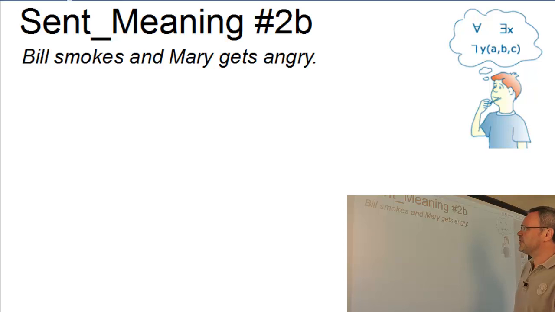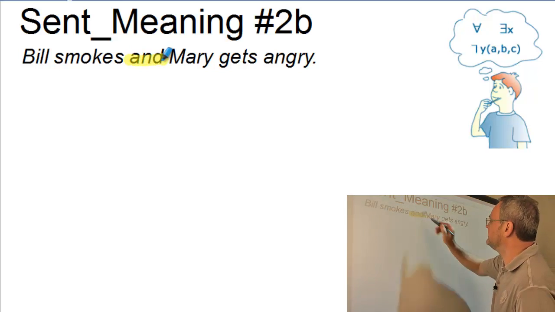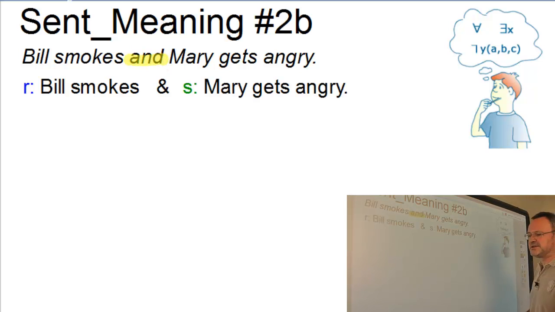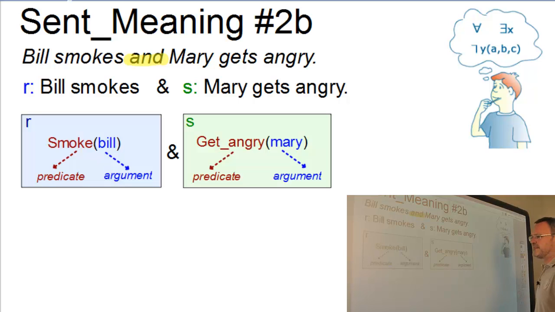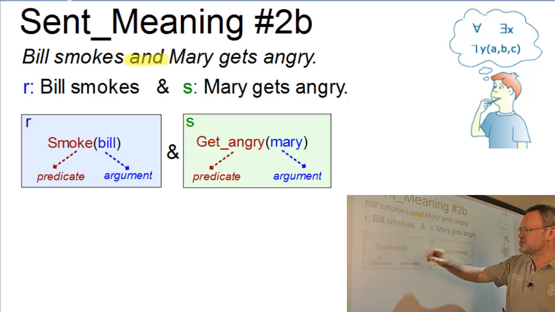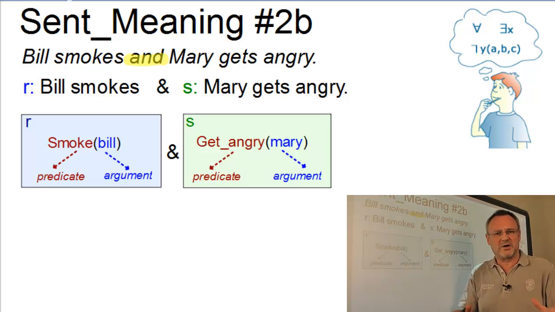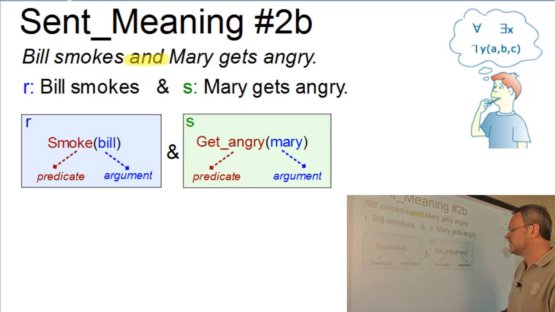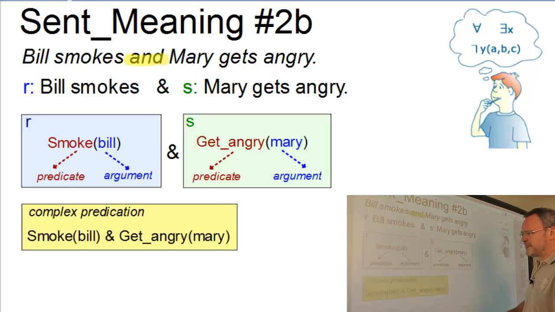because now we have an overt coordinator AND, which is here, and this coordinator links the two propositions. Again, our two propositions can be converted into individual predications. They're linked by AND. But apart from that, it's essentially the same thing. Smoke Bill and get angry Mary are our two simple predications, and they are connected by logical AND to form a complex predication, Bill smokes and Mary gets angry.